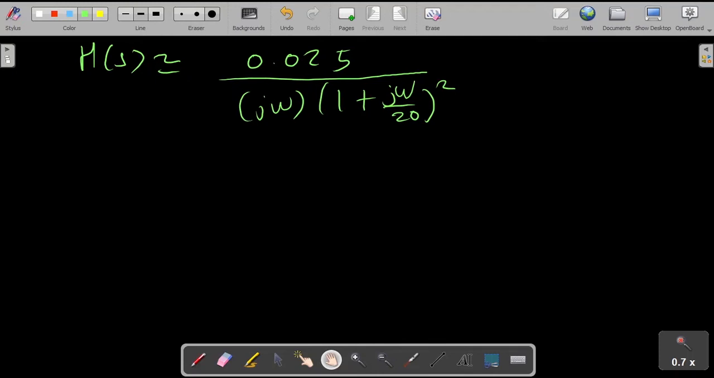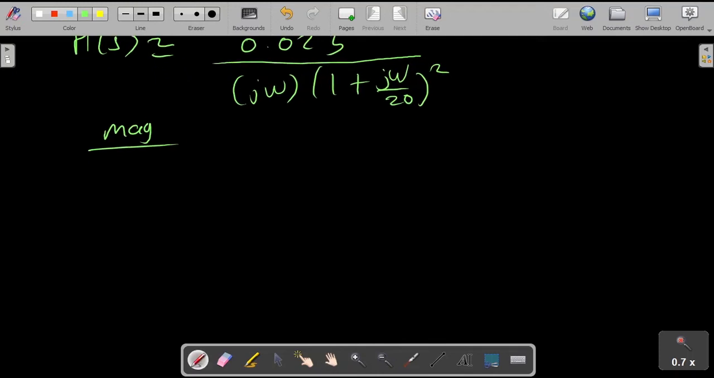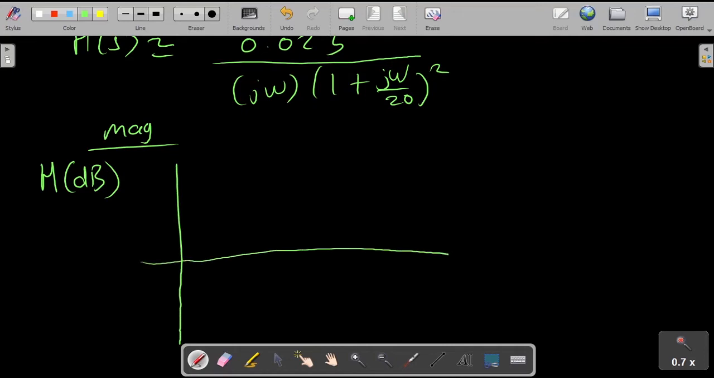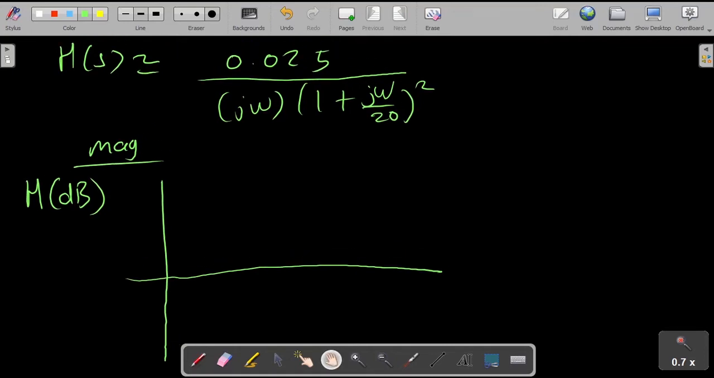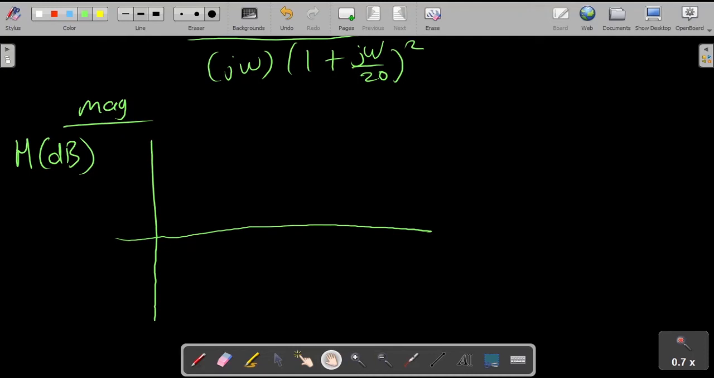So now that we have this, let's start with the magnitude plot. So the magnitude plot, we'd label this as H in dB, decibels, and we draw the line, and let's see what we have. If you take the top factor, which in terms of decibels would be 20 log of 0.025, then you'd find that it has a value of, so let's have 20 somewhere there, about negative 32.04.